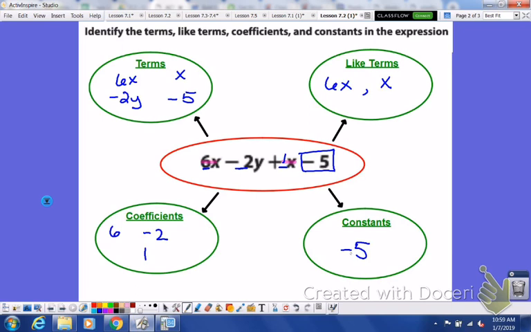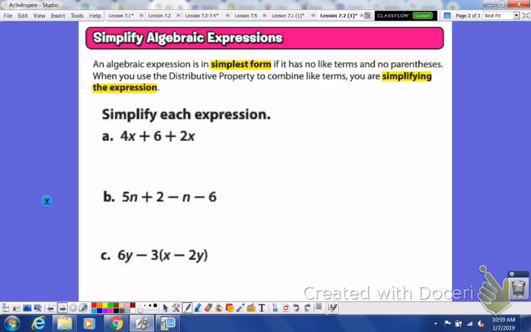Okay, now that we know what each piece of our algebraic expression is, we can talk about simplifying an algebraic expression. An algebraic expression is in simplest form if it has no like terms and no parentheses. When you use the distributive property to combine like terms, you are simplifying the expression. We did a little bit of simplifying last section, but now we're going to take it one step further, making sure I have no like terms. To simplify each expression, first check, are there any parentheses? For part A, we have 4x plus 6 plus 2x. There's no parentheses, so we don't have to worry about distributing.